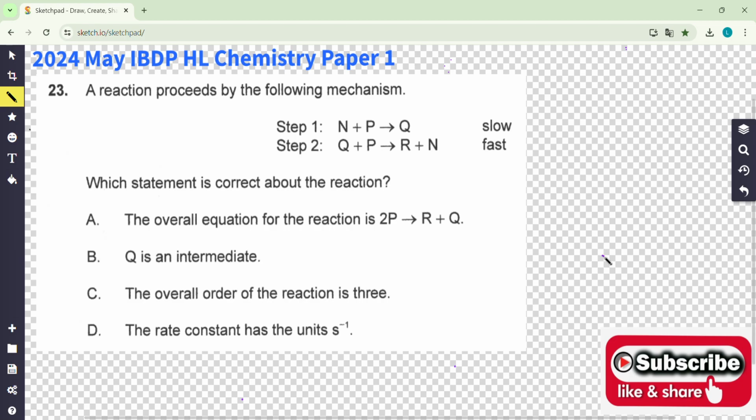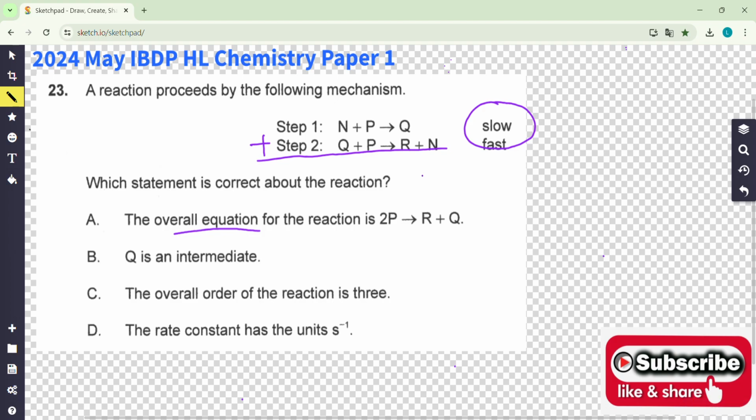Question 23. Welcome back. Question 23 is about a reaction with two steps. One is slow and one is fast. We'll use it later. So first of all, they talk about the overall equation. So add these two steps together. See what you get.